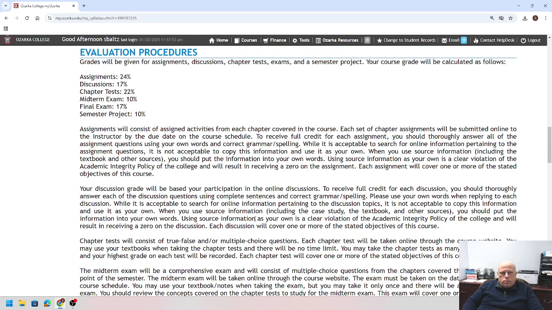Next item on the syllabus is the evaluation procedures section. This is probably the most important section on the course syllabus simply because it outlines exactly how your grade is going to be determined for this class. Okay? So it's very important. I know when I was a college student many years ago, this is always the part of the syllabus that I was most interested in because this is where the instructor tells you exactly how your grade is going to be determined. Okay? And of course, that's important for any student.